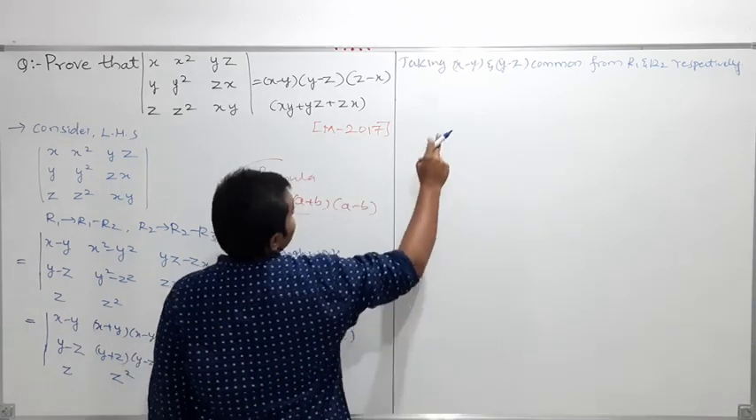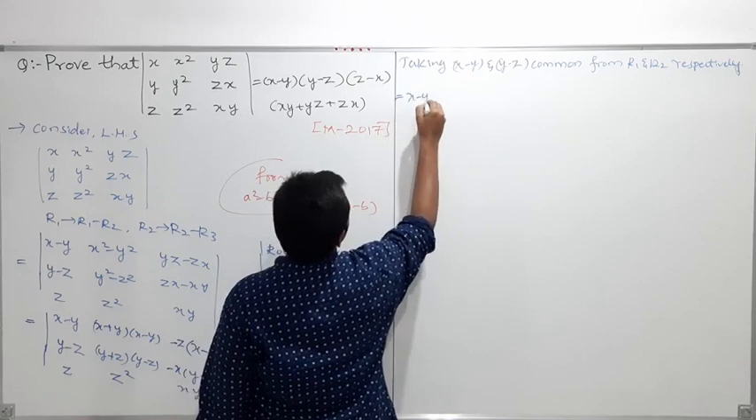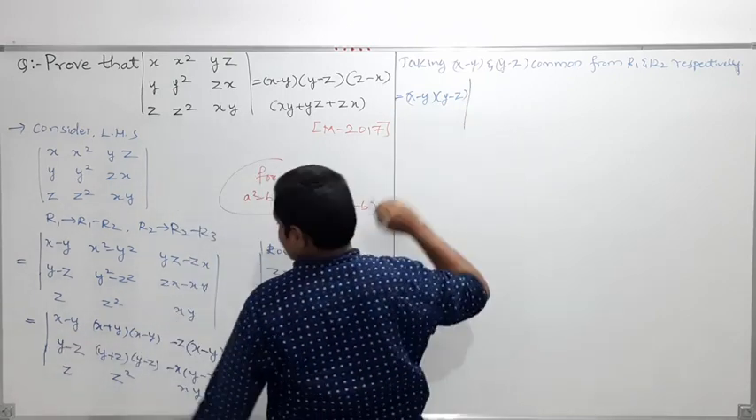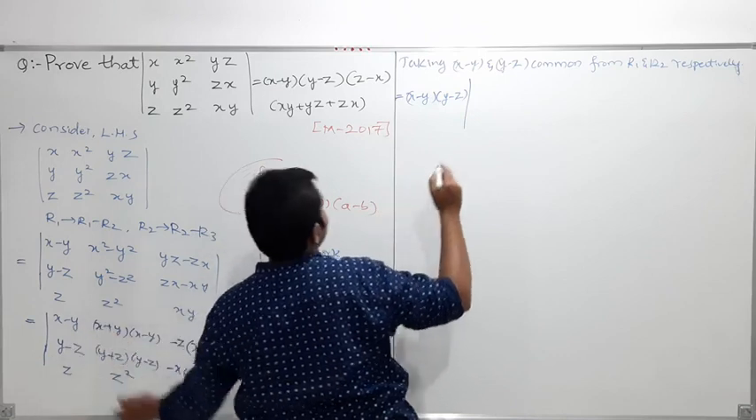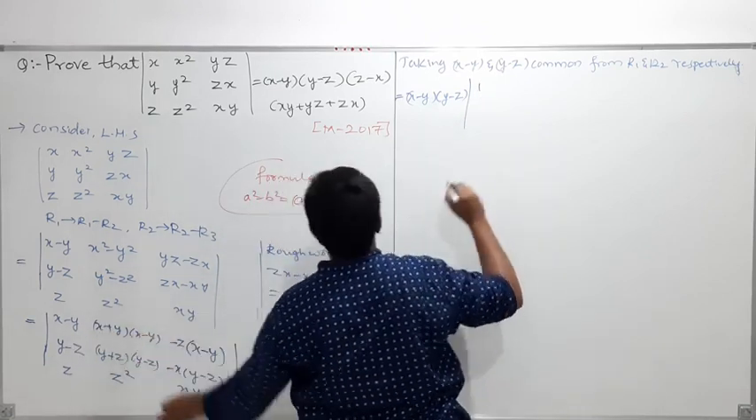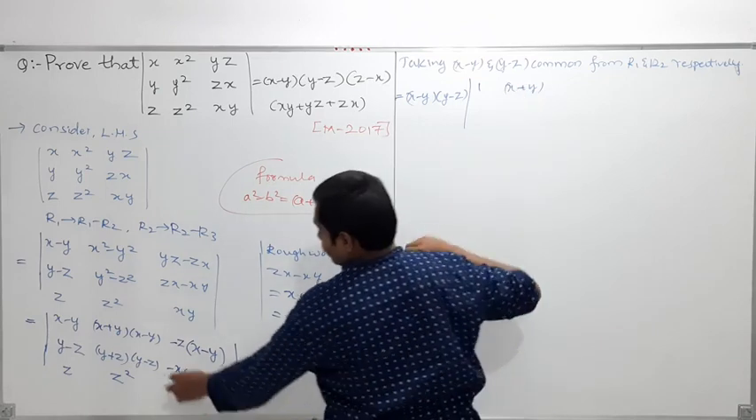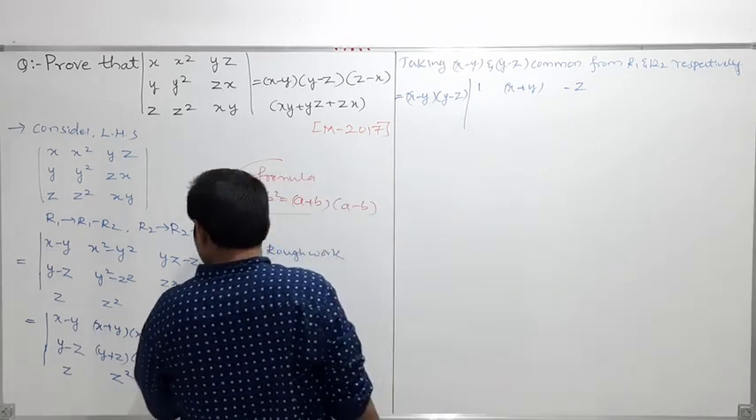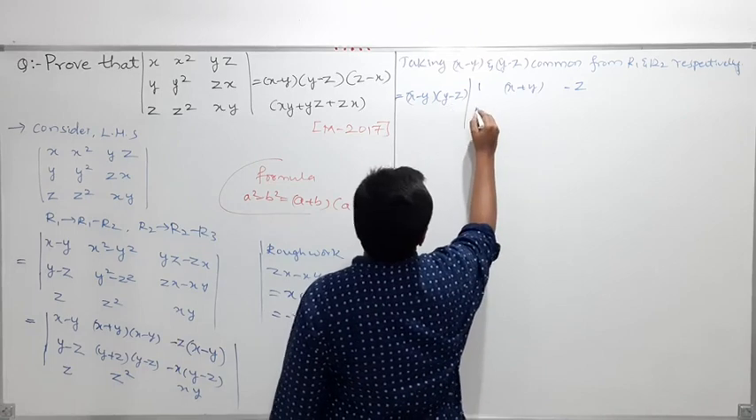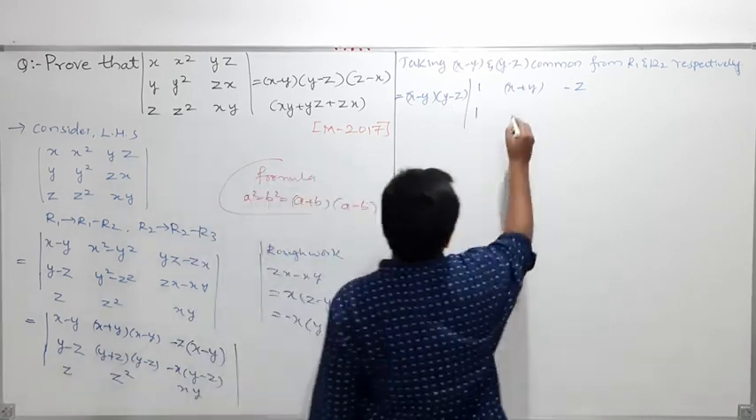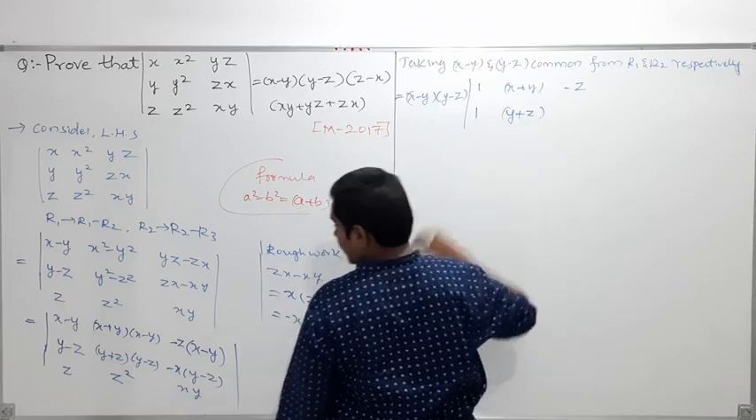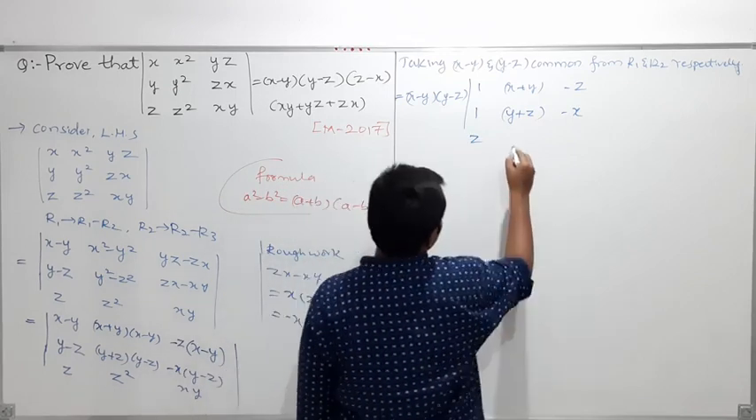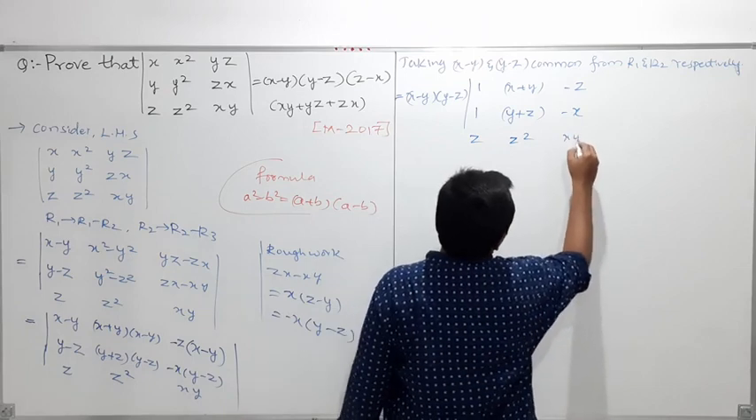From this, if I take x minus y and y minus z, you will get here x minus y into y minus z. What is remaining here: in row 1, x minus y is common, so only 1 is remaining, then x plus y, and only minus z. Clear? Next, from row 2 I am taking y minus z common. What is remaining: here only 1, then y plus z, and minus x. And the third row remains as it is, z square, xy.